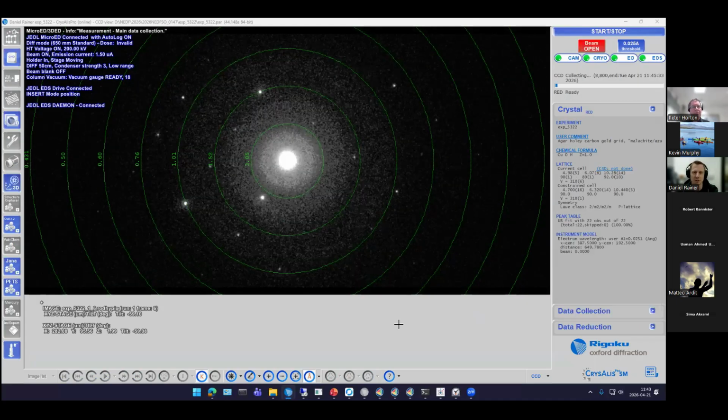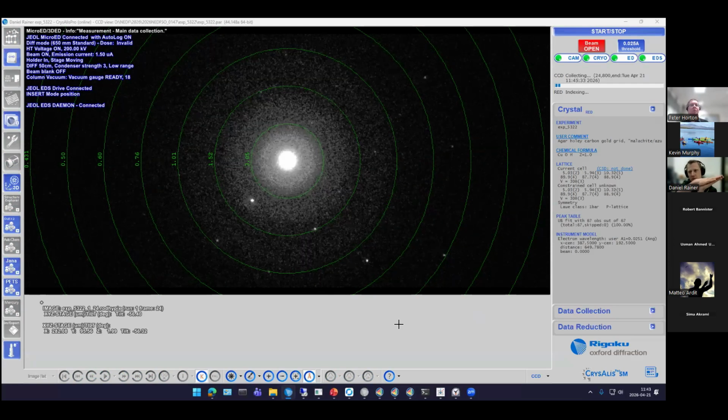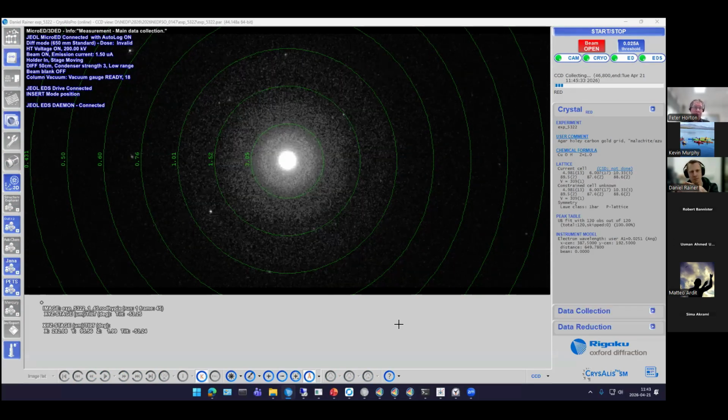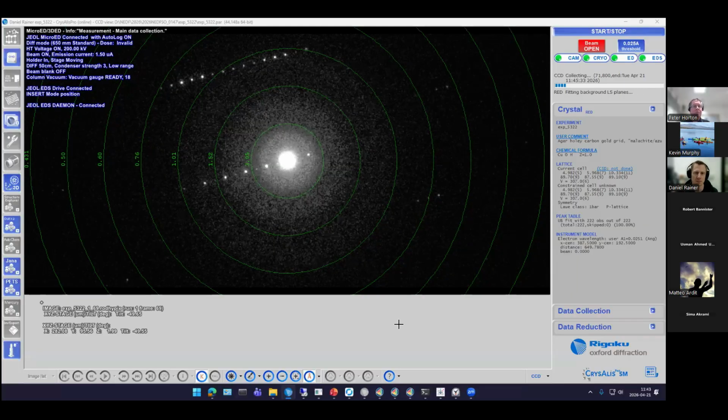And this is the data collection. So we now rotate the sample, or rather we rotate the holder all the way through from one side to the other, and we continuously collect data from this.